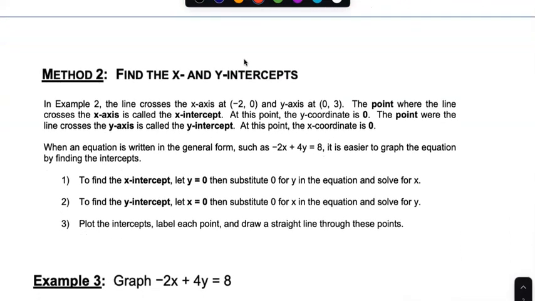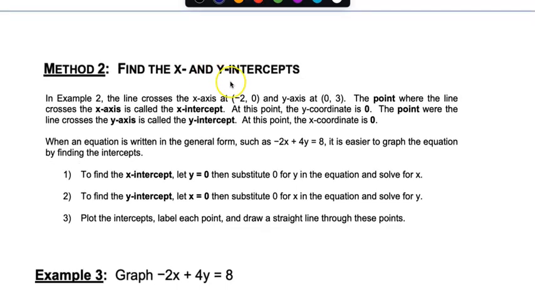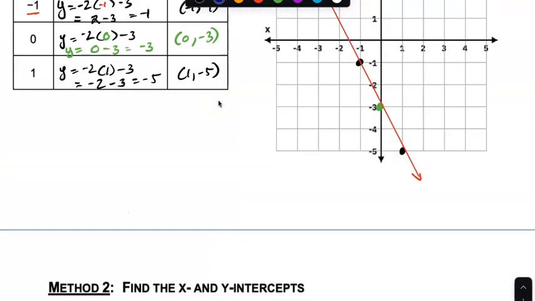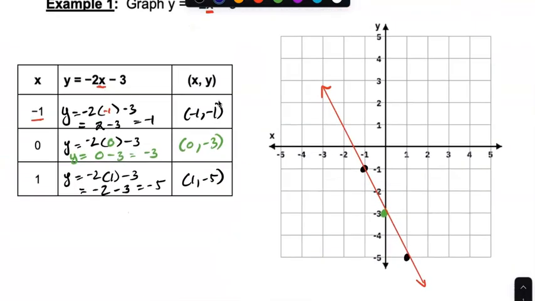Another method we could do is find the x and y intercepts. This is another method that always works. X and y intercepts are where you cross the x-axis and the y-axis. Like up here, just to point them out, here was my x-intercept. That looks like it's about negative 1.5. My x-intercept, x equals negative 1.5, I should say. Or you could say negative 1.5 and 0. And then my y-intercept was down here where you cross the y. So this would be the y-intercept.